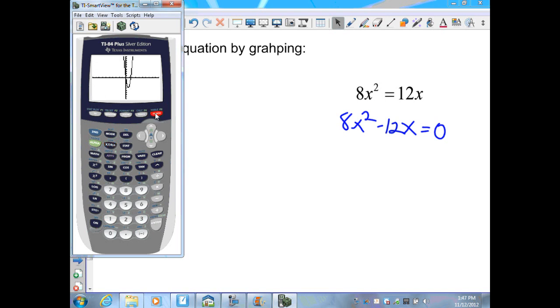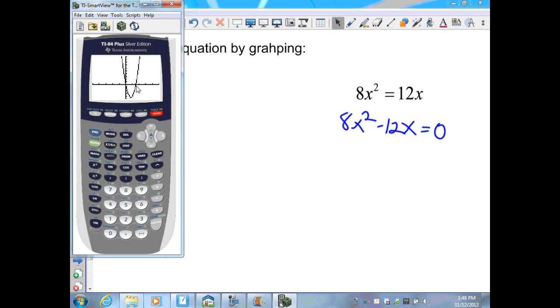I can see my polynomial in my window, but I can get a better look by reducing my y min and also my x max and x min. Let's go to Window. For our x min, I'm going to try a minus 5. For our x max, I'm going to try 5. And for our y min, I'm going to try a negative 5. See if we can get a better look at our graph. Then go back and graph that function. And I do get a better look. You can see I see my x-intercepts, which are my solutions.